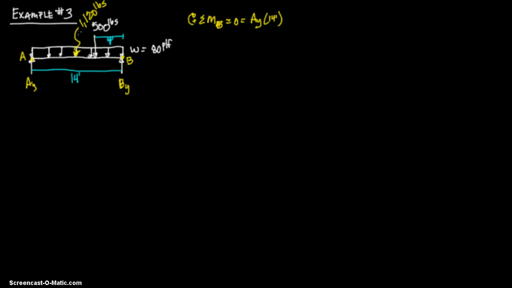Alright, now since we're summing it about B, that's going to be going this way, so that's going to be negative. So we want to add a negative, or you can represent that any way you want, but I'm going to say add a negative 1,120 pounds times halfway, which is 7 foot. And then I'm going to add a negative 500 pounds, since that's going to induce a negative moment. And then we have 4 foot. And we want to solve for AY.